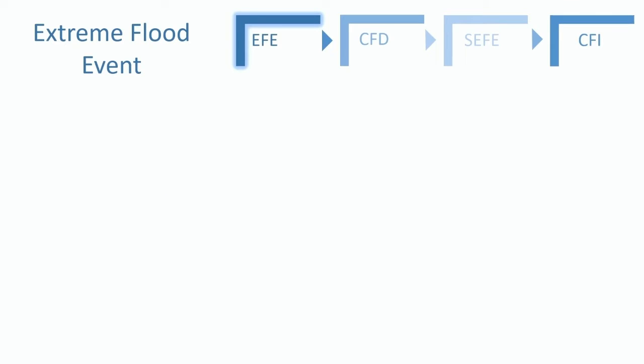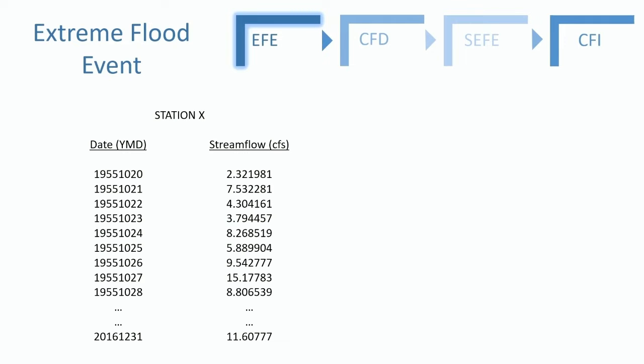Now let's take a closer look at each of these steps. So for the first step, determining when there was a flood. Let's say we have data for a station, station X, and we have the time series here of all the streamflows. But how do we know on which of these days there was a flood?